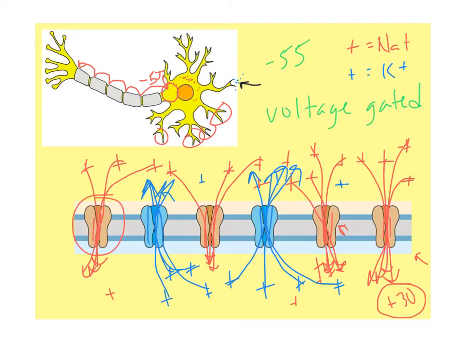So it goes from positive 30 when the action potential went by, and it goes back to its resting membrane potential of negative 70. Now remember, for a brief moment, it will actually become more negative than negative 70, and that's what's called hyperpolarization.